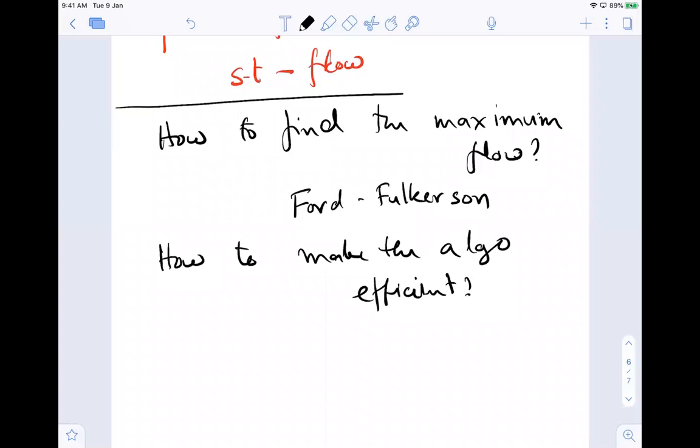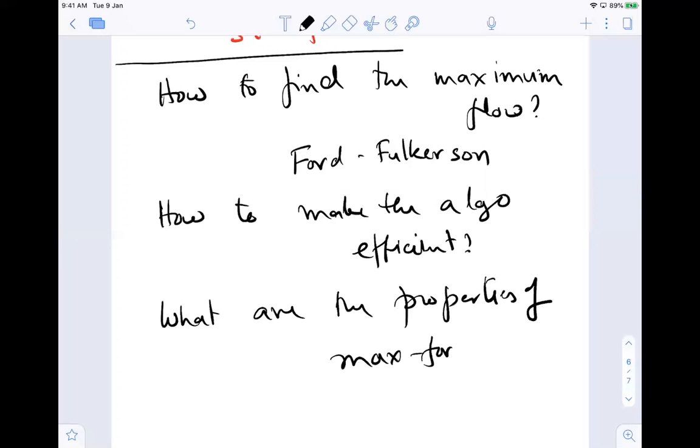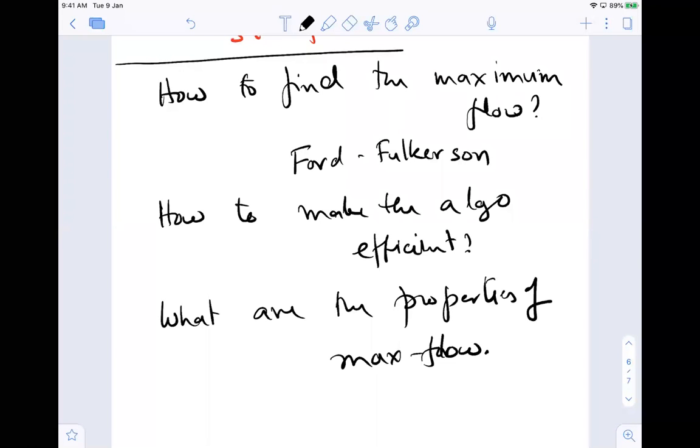And the third question, which is even more interesting, is: what are the properties of max flow? You will see that it has very strong properties in a lot of things. It's called the max flow min cut theorem and all those things. These are the three questions that we will be studying for the rest of this week, and possibly a bit more after that.